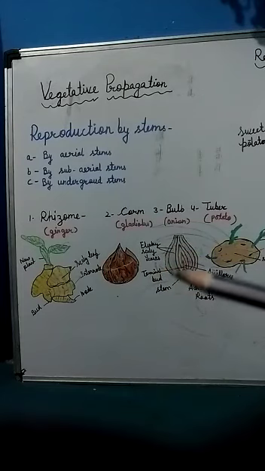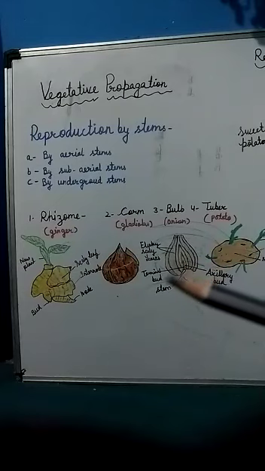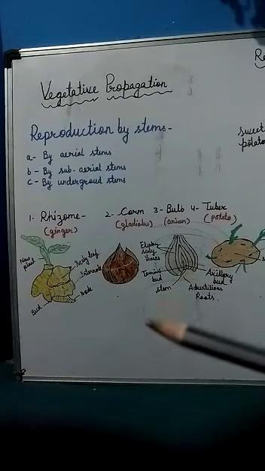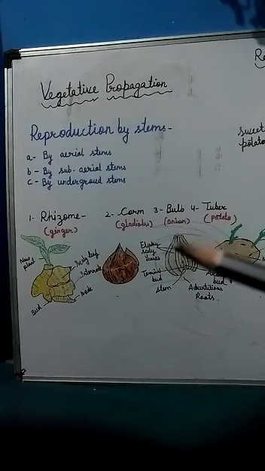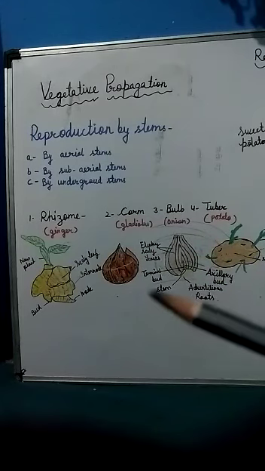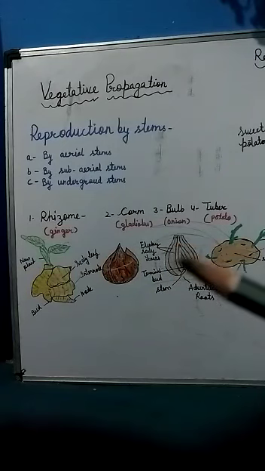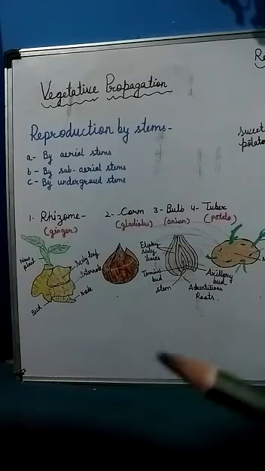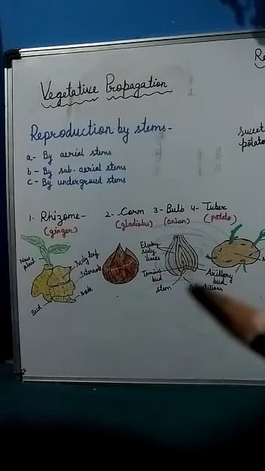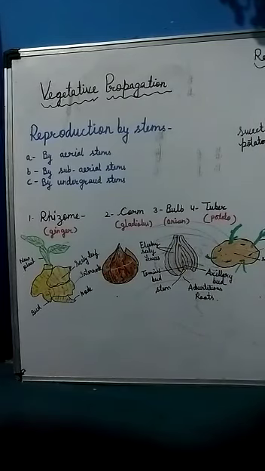The upper part of the stem has terminal buds, and it is covered by many fleshy scale leaves. These inner fleshy leaves store food, and the buds can grow into new plants. So garlic and onions are examples of the bulb. Now the next one is tuber.